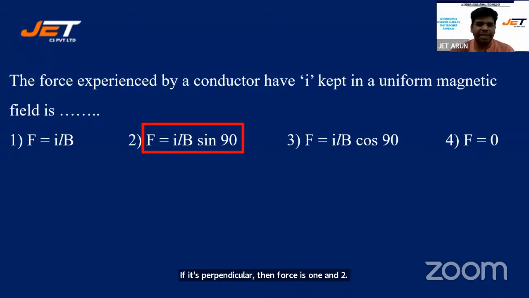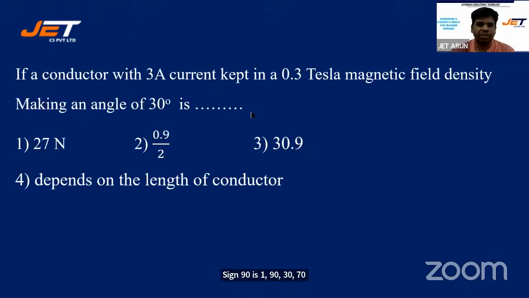All right, so it's ILB sine 90, provided the angle is 90 degrees. If it is 90 degrees, sine 90 is 1, that's just ILB. Okay, if a conductor with 3 ampere current is kept in a 0.3 Tesla magnetic field density, making an angle 30 degrees, the force is 27 Newton, 0.9 by 2 Newton, 30.9 Newton, or depends on the length of the conductor.